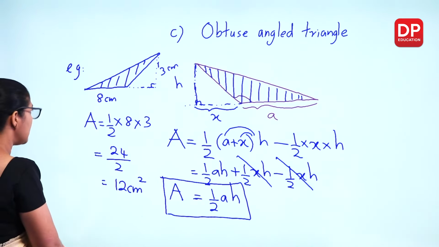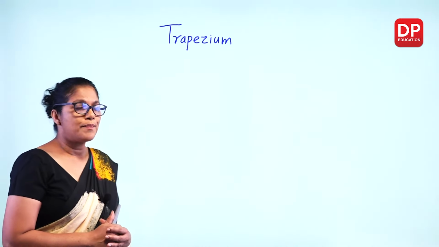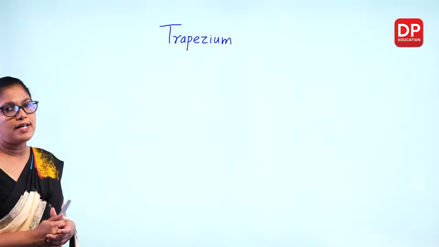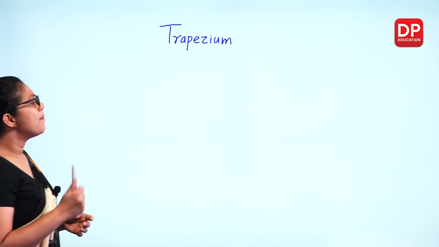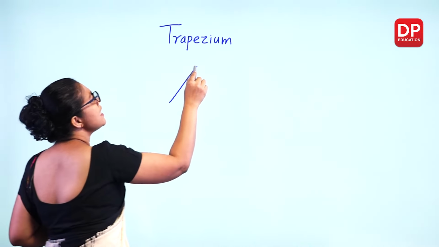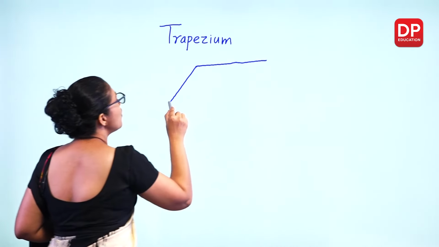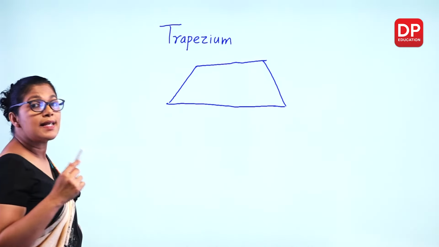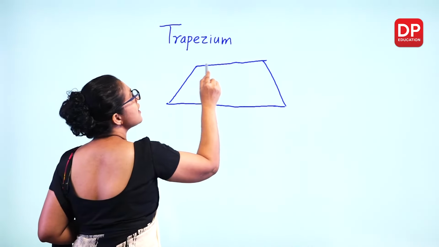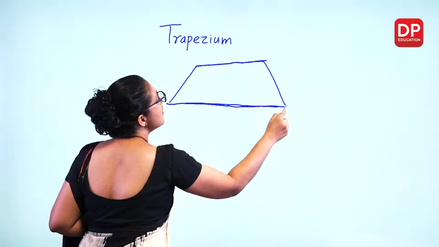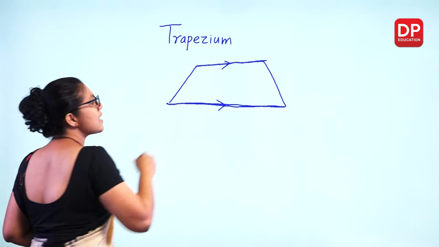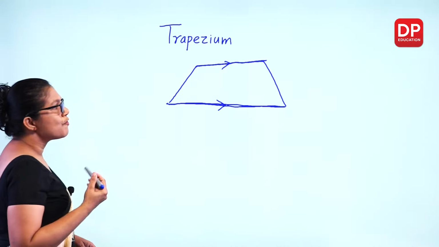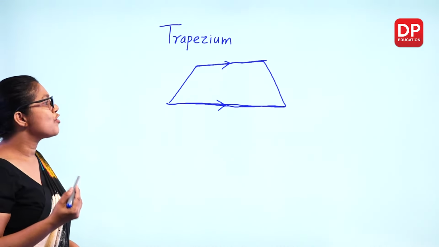Now we'll look at another shape. So what does a trapezium mean? A trapezium is also a quadrilateral, a four-sided shape, but what's the special property in a trapezium? We know one pair of sides is parallel to each other. So if you take this side and this side, we know that these two sides are parallel. And now we'll try to find out the area of this trapezium.